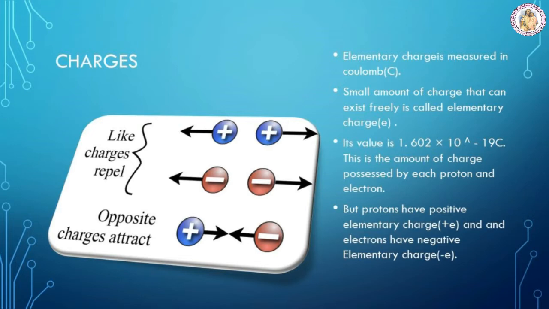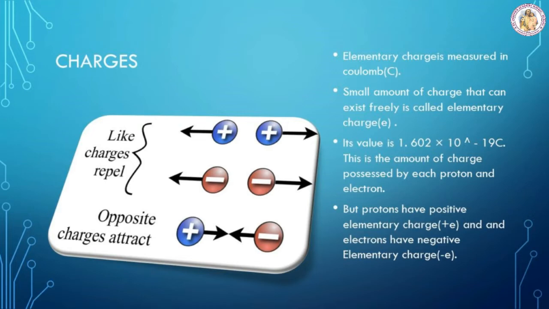There is a force of attraction or repulsion between the charges. See, here like charges repel each other and unlike charges attract each other. The attraction and repulsion of charges are shown in the picture. Electric charge is measured in coulomb, in capital C.